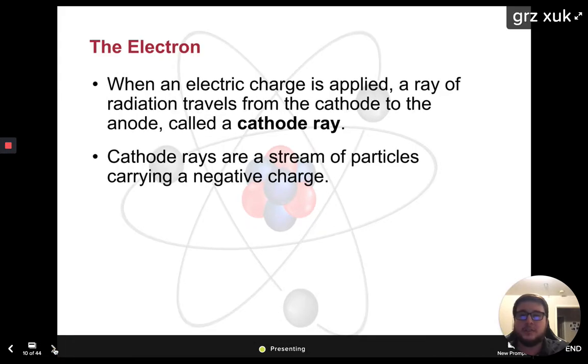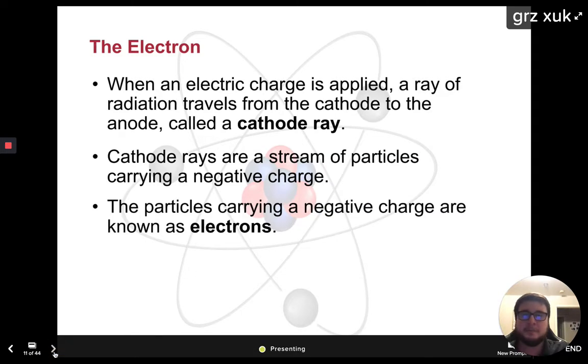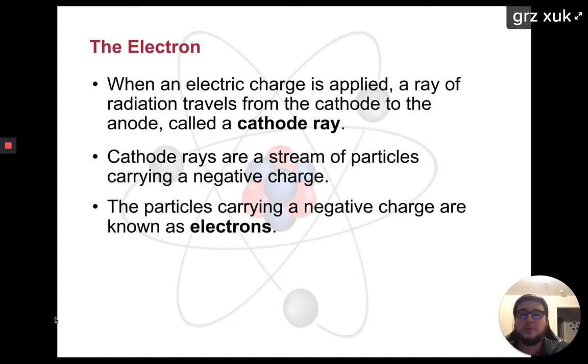Hopefully you'll see an image of it here in just a second. So cathode rays, again, are just a beam of light traveling from one end of a tube to another. Cathode rays are a stream of particles, and they carry a negative charge. Basically, they're a stream of electrons that travel from one end of a tube to another whenever you hook up power to it. Okay? Like a battery or something. All right, the particles carrying a negative charge are known as electrons. So the experiment that let us discover electrons was a cathode ray, and we were able to observe negatively charged particles, and we call those electrons.